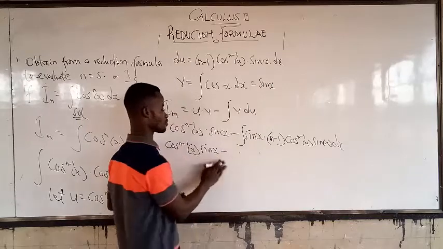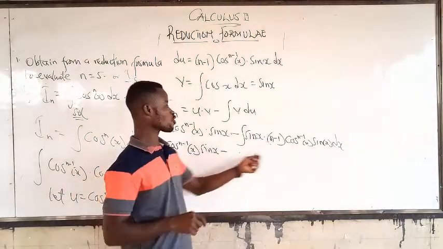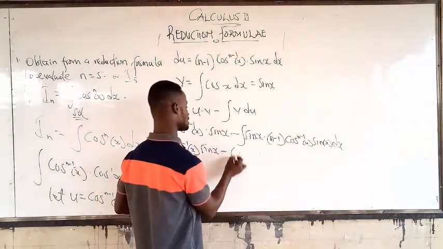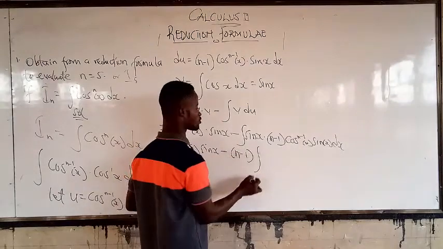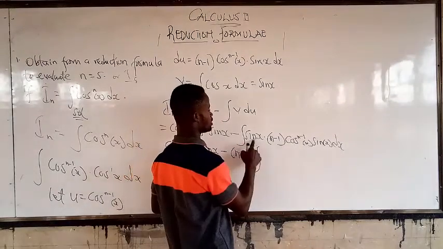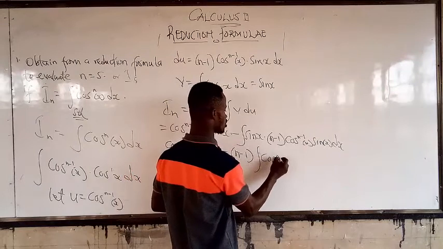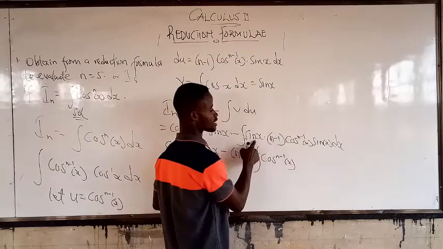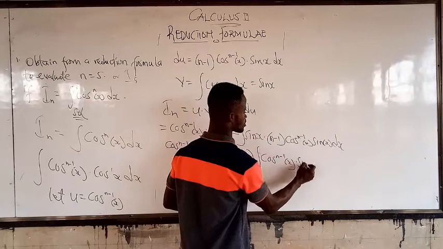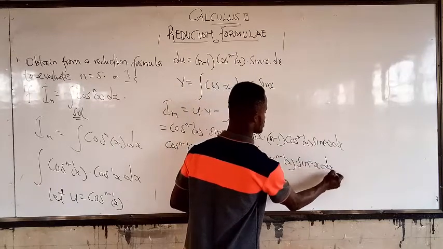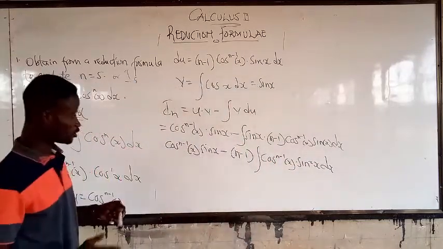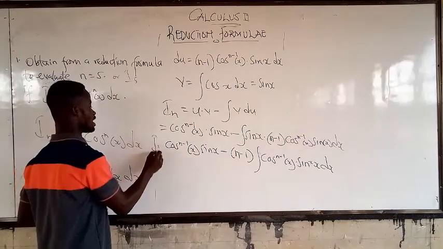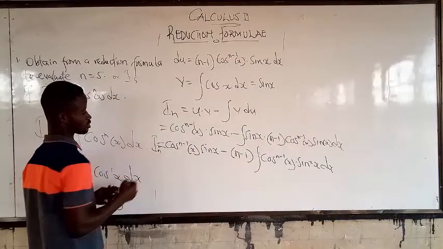Now what's counting? What is the constant here? That is going to be n minus 1 times the integral of this. So let's rewrite this as cos^(n-1)x times sin x times sin x, which gives sin squared x dx. Very good. So In is going to be equal to this.